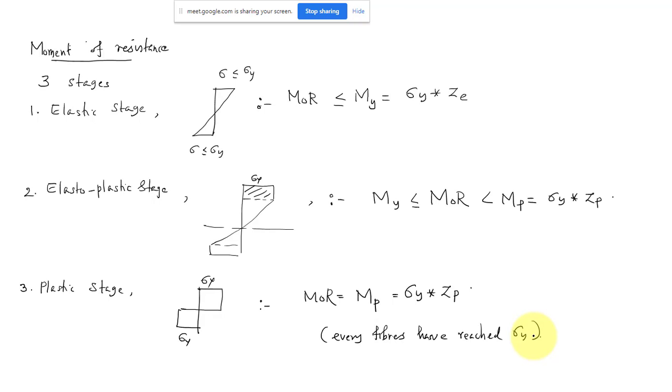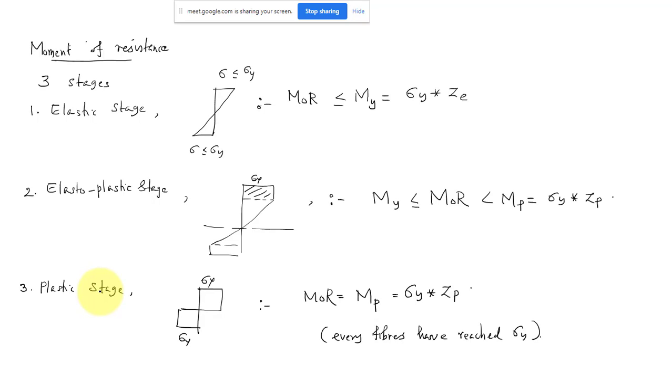We have discussed this already. In the plastic stage your neutral axis may shift, and it will always pass through the equal area axis.